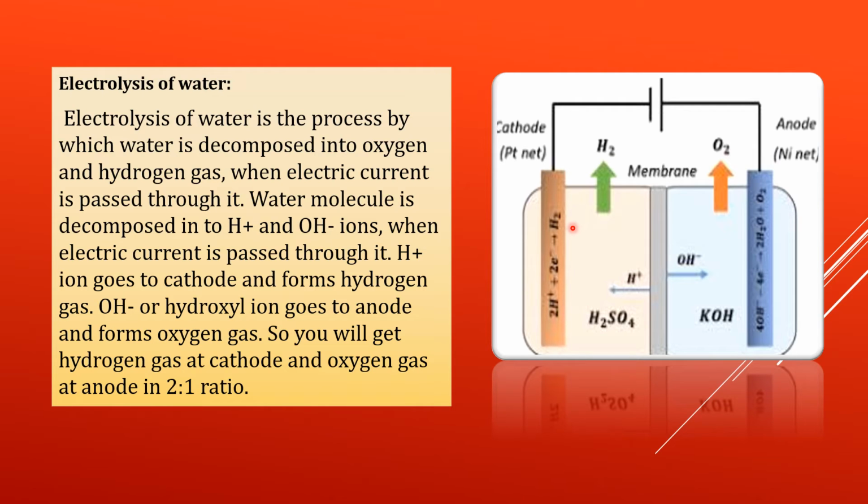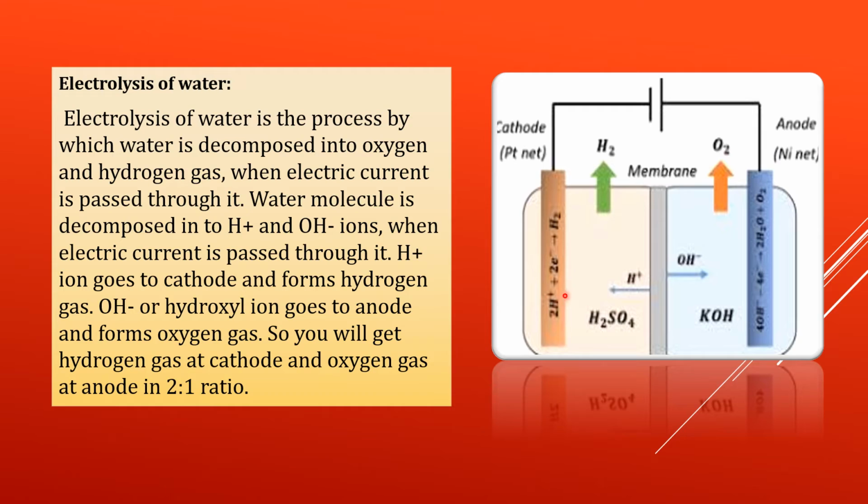When it goes to the cathode, it will collect electrons. Cathode is negative, cation is positive. Negative means more electrons are there in a cathode. So when the H plus ion reaches the cathode, it will collect one electron.